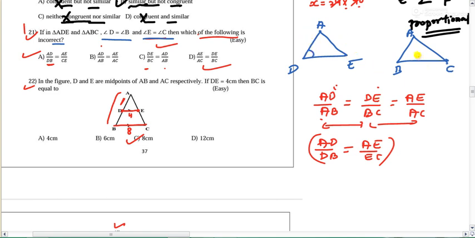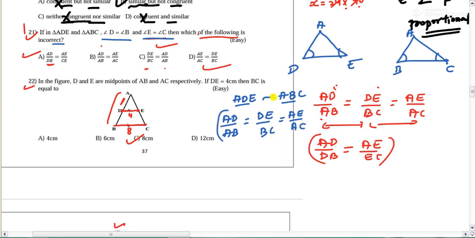D B, same same. E C, same same. So triangle A D E, if I write A D E, will be similar to A B C. So AD by AB is equal to DE by BC, and that is equal to AE by AC, right? Correct. This is the condition.